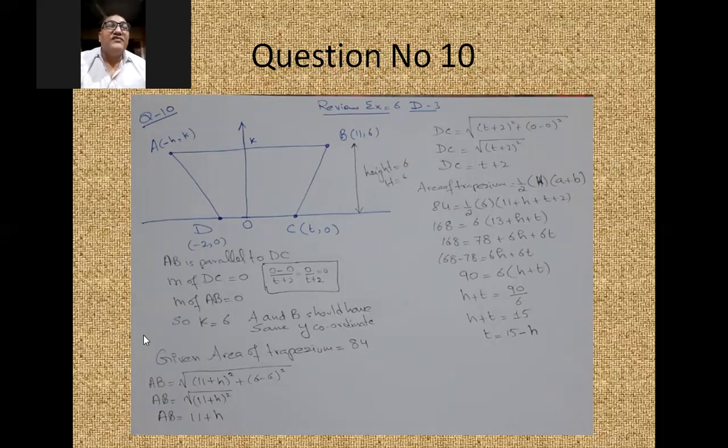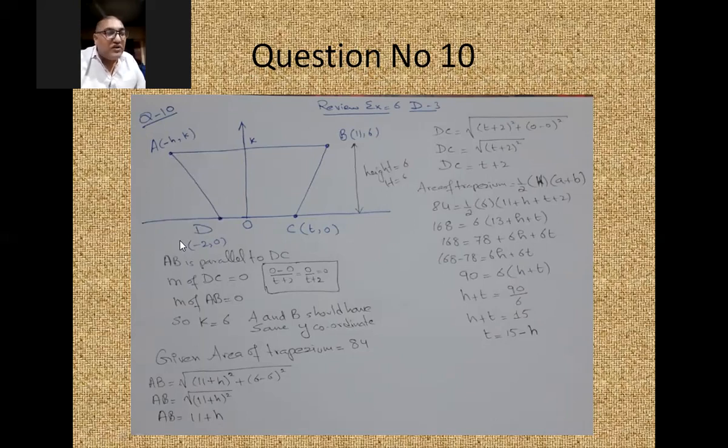It's 84. So given that the vertices of the A are minus h, k, the B is 11, 6, C is t, 0, and the D is minus 2, 0. Find an expression for the t in terms of h. Okay, so let me show you. It's a little tricky question. It is given that the AB side and the DC side, they are parallel to each other.